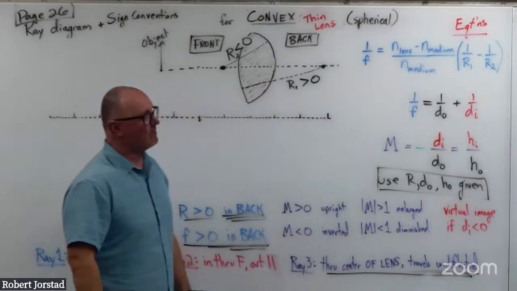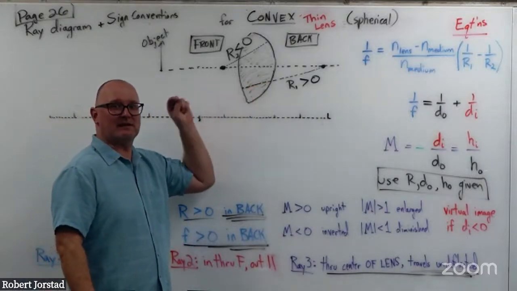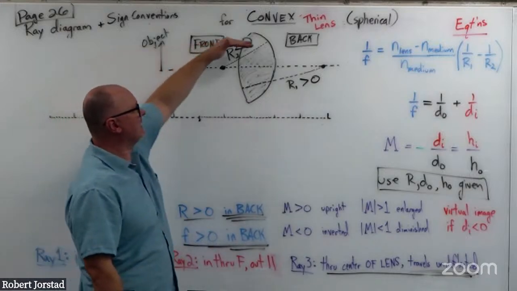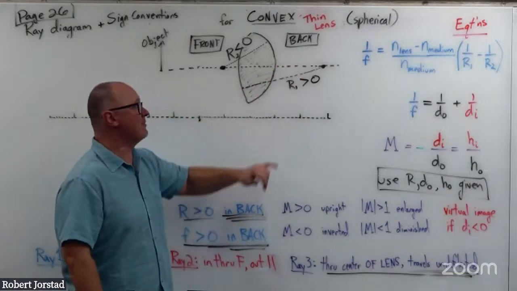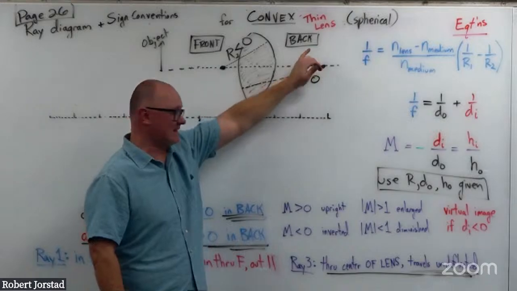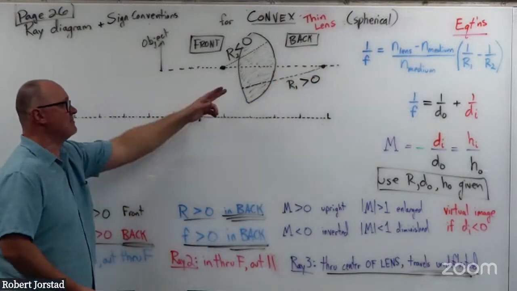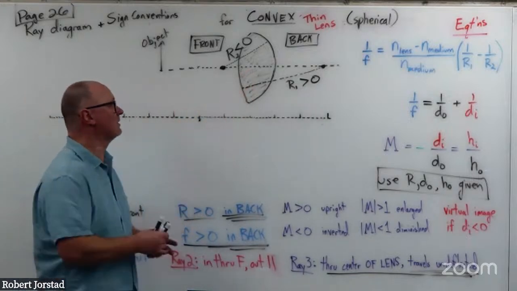I like to remember it this way. If a lens is fat in the middle, it's a positive focal length. Think of it like a prism. It's going to hit here and bend down. It's going to hit here and bend up. The focal length is positive. And remember, it's going to focus on the back side, which is where we call positive for these. So fat in the middle, positive focal length. Skinny in the middle, diverging, negative focal length.